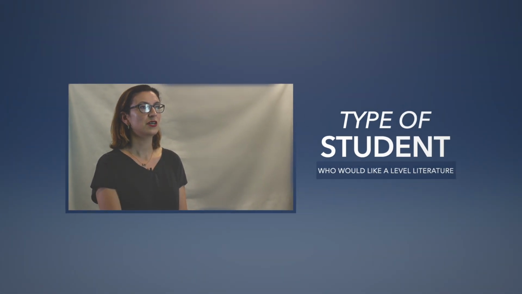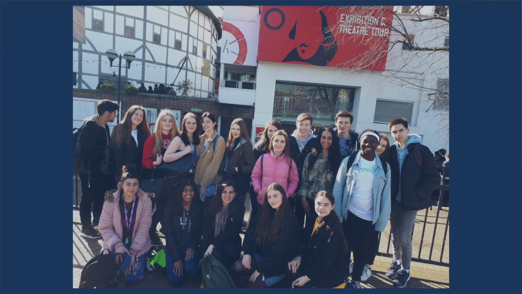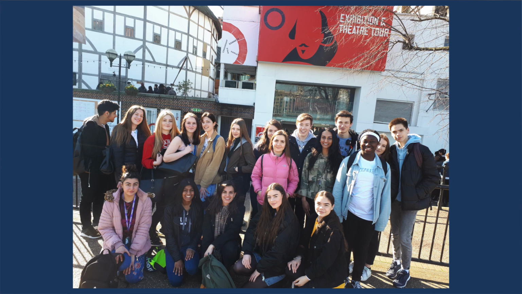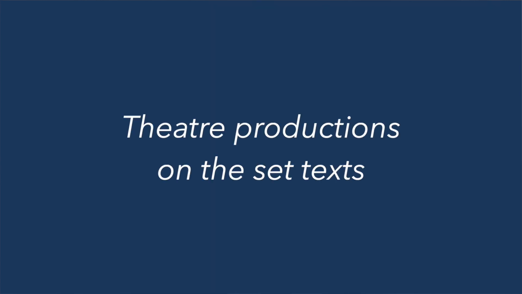The type of student who would like A-level literature loves to read, loves to debate, and is happy to express themselves in writing. Every year we take the Year 12s to Keats House in Hampstead, and we attend a workshop on Othello at the Globe Theatre. Additionally, we look out for theatre productions on the set texts, as well as any other plays that are relevant to the study of tragedy and protest.